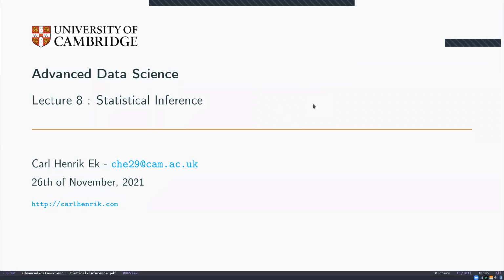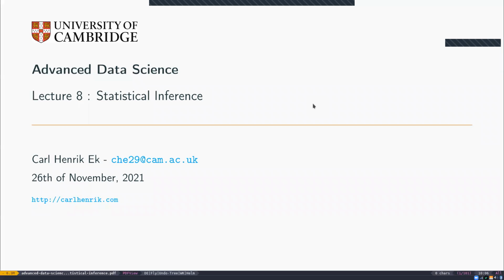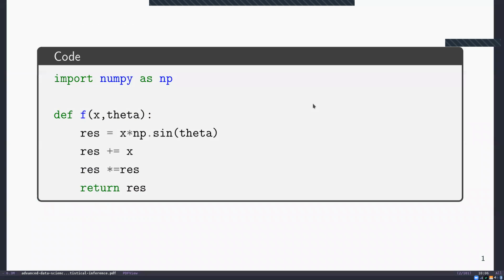Cool. Let's get going. So today we are going to talk about something that's going to become eventually very important when you apply machine learning methods. Two things, and that's how we do inference in these methods. So I thought I'll start with an example.